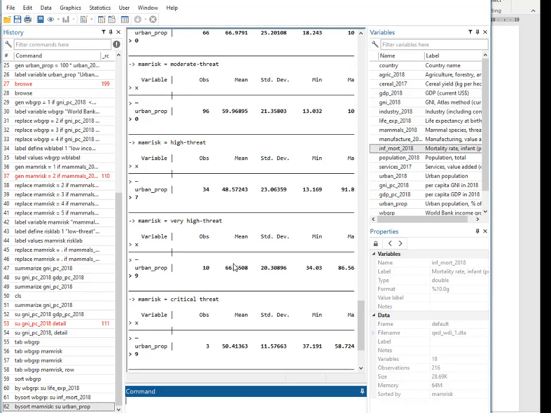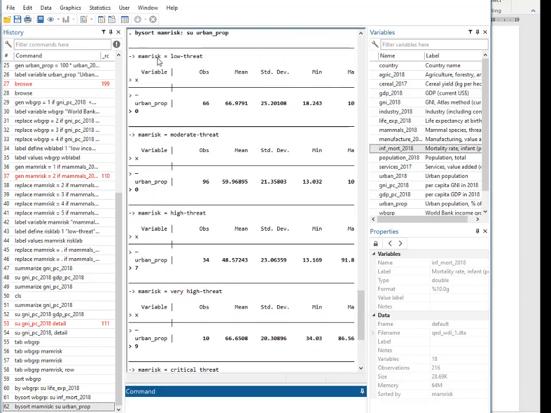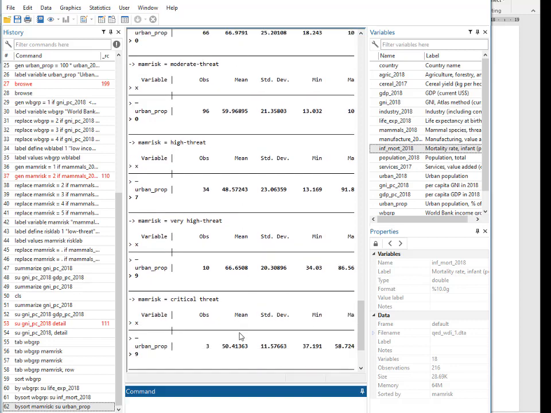Oh, that's missing. Oh, okay, that's why it's in the right. Yeah, so low threat for mammal risk, 66% living in the urban area. Moderate threat, 59. High threat 48, very high threat 66, critical threat 50.